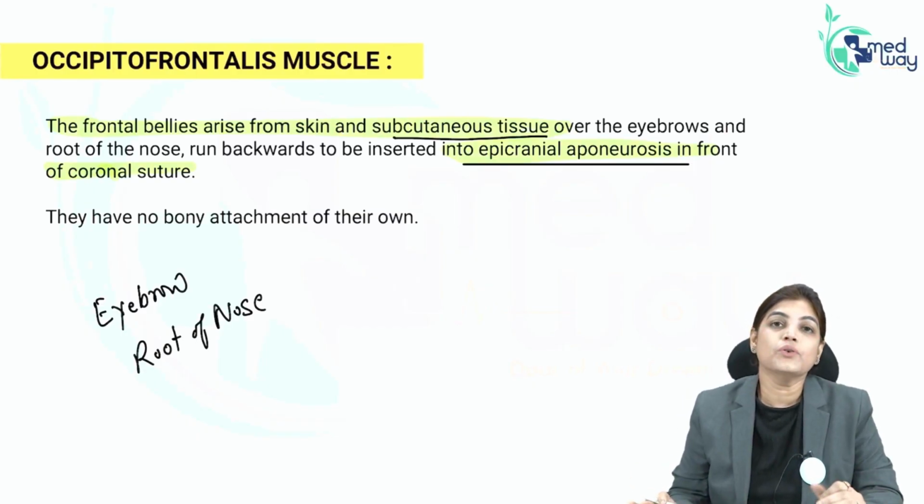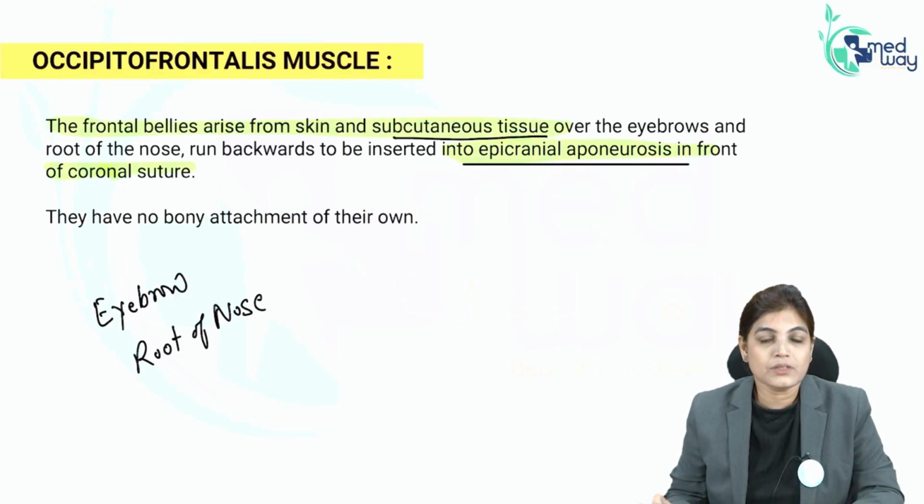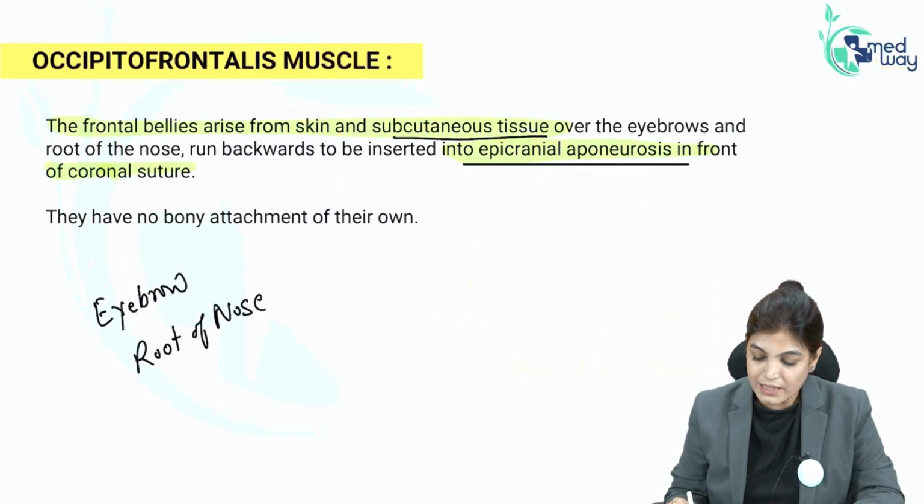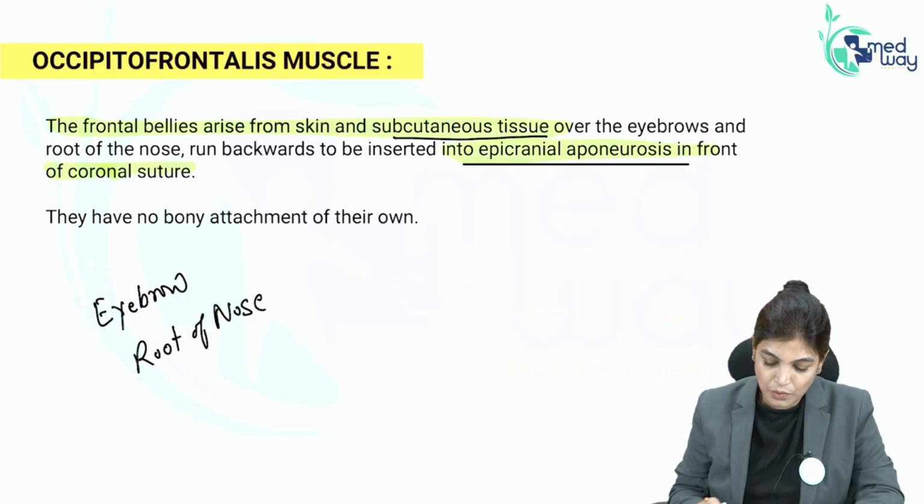It is very important to highlight this point, because this will help us to understand why black eye occurs, and there is the clinical aspect related to this. So it's very important for you to note down that the frontal bellies is originating from the area of the skin and subcutaneous tissue over the eyebrows and the root of nose. It is not having any kind of bony attachment.